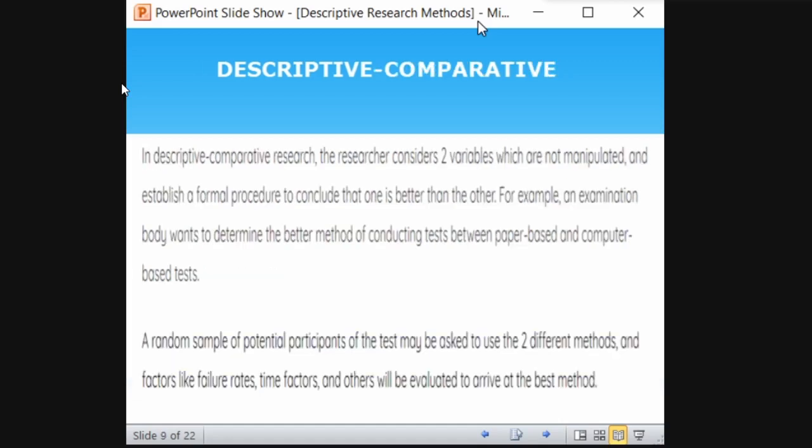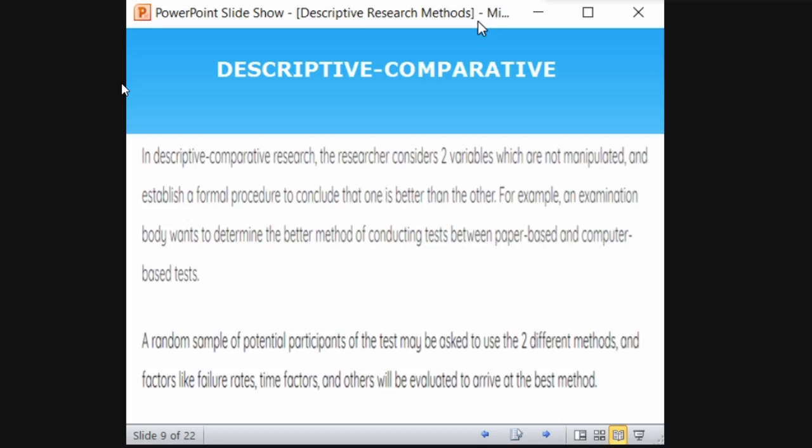Next is comparative. Okay, now what is descriptive comparative? In this kind of research, comparison means there should be more than one, right? Then only you can compare. I am comparing the marks of Abhilash with Ritesh. Then there are two persons, right? So Abhilash is there, Ritesh is there. When you hear the word comparison, there will be more than one. You remember that.